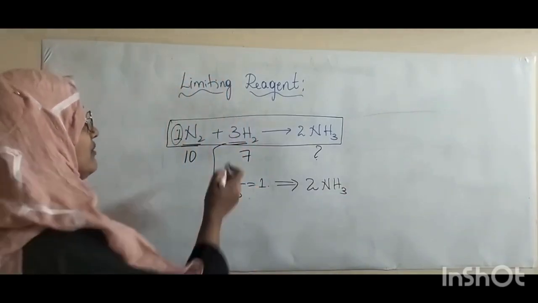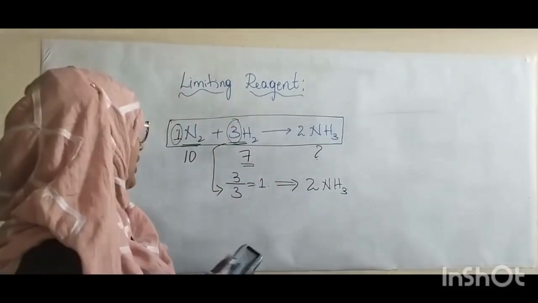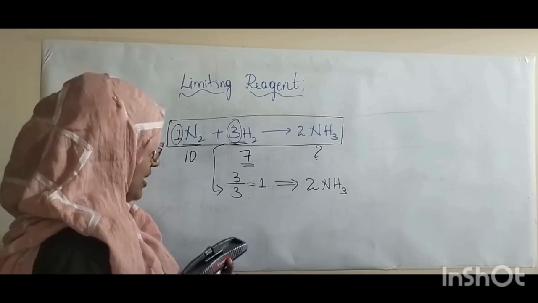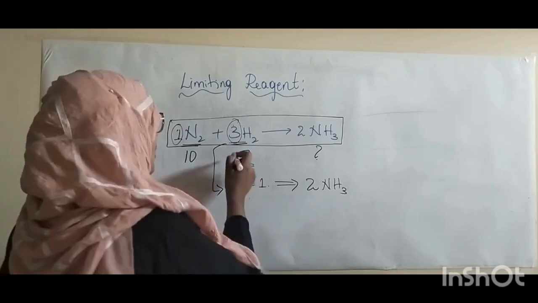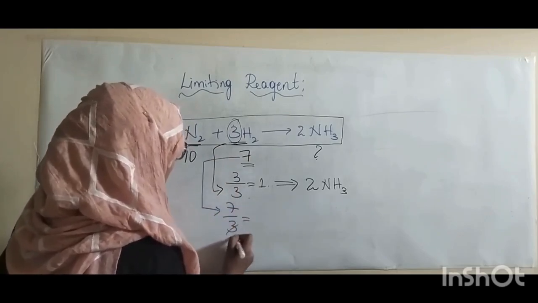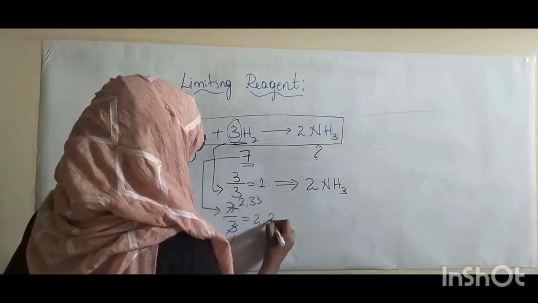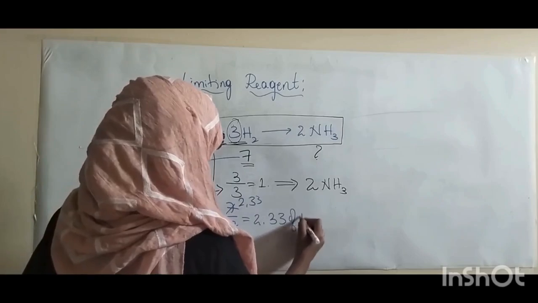Similarly, we don't have 3 moles of hydrogen. How many moles do we have? 7 moles we have. That means how much nitrogen do we need now? Out of 7 moles, it is 7 by 3. That means it comes around 2.33 of N2.